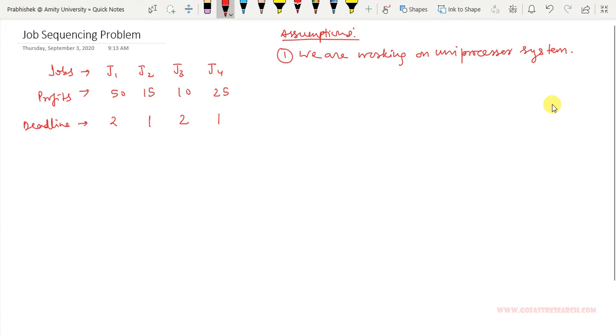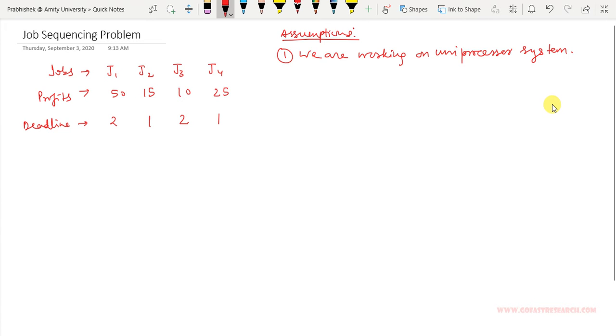All the jobs like J1, J2, J3, J4 are being executed sequentially. After one job has finished its task, then only another job will start, and when the second job has completed its task, then only the third job will start. So there is a sequential operation of all the jobs. This is called a uniprocessor system working on these jobs.